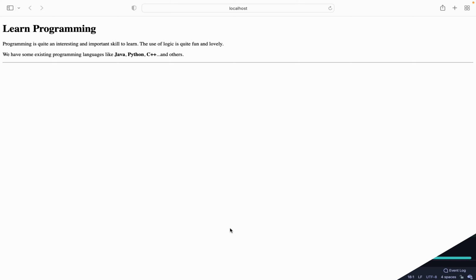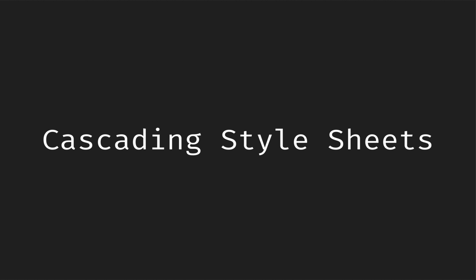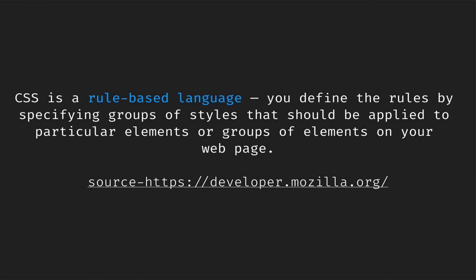So by default, if you look at a web page without CSS, there is a basic styling, like I said. But on a proper website, you will have a combination of HTML and CSS. So the CSS is what brings out the life of the website. However, CSS is a rule-based language. Now, according to the Mozilla documents, Cascading Style Sheets define rules by specifying group of styles that are applied to particular elements or group of elements.